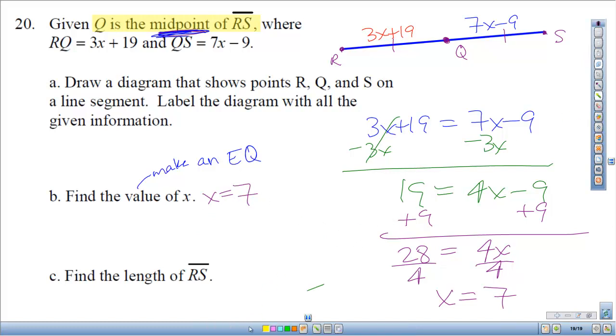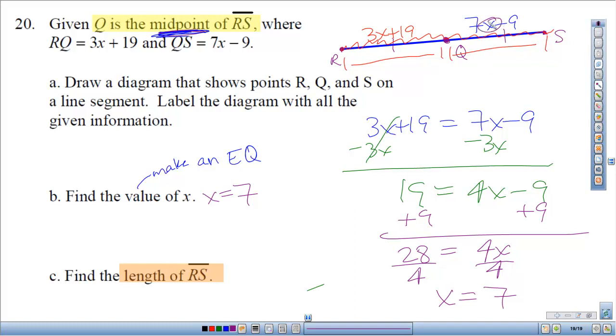All right, here is maybe a sneaky part of this problem. They want the length of segment RS. So the length of segment RS from R all the way over to S. Do you notice we could plug in the 7 and figure out how far both of these small segments are? And if I know both of those small ones, to get the whole thing I could just add them together. So that's what we're going to do.